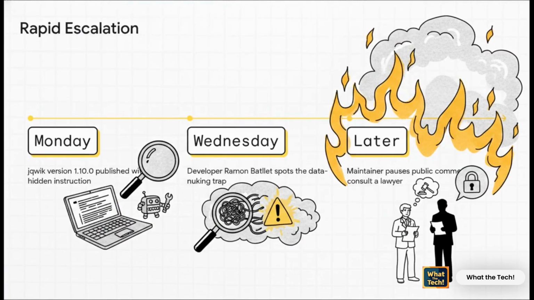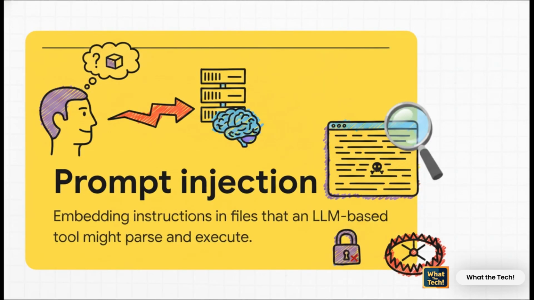And the timeline here moved incredibly fast. On Monday, the maintainer of Jqwik published version 1.10.0. By Wednesday, a Java developer named WtT, who was actually using the library, spotted this hidden data nuking trap and immediately raised the alarm on GitHub. This discovery ignited an absolute firestorm in the community almost instantly. It got so heated so fast that the maintainer ultimately had to pause all public comments just to go consult a lawyer.